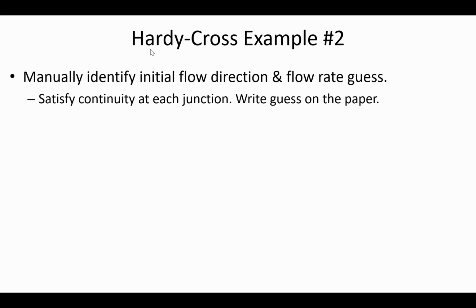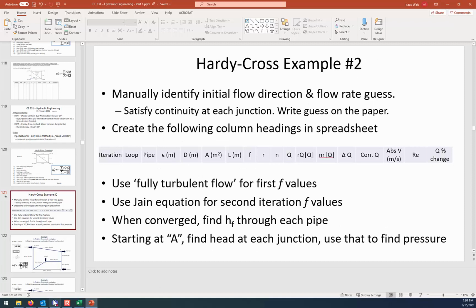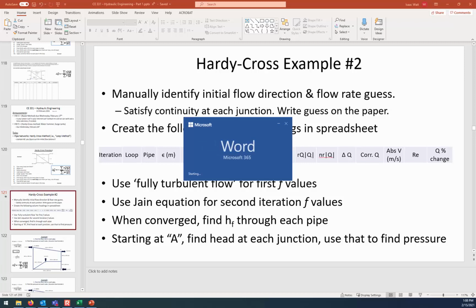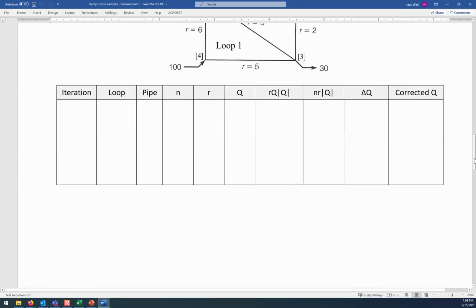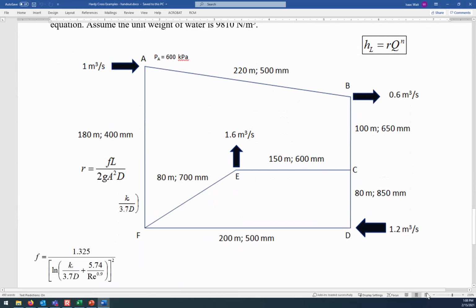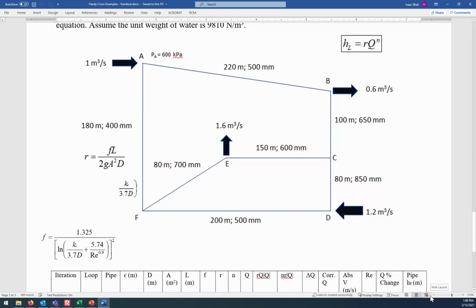In the second example, we're going to start off by you taking a moment to identify the initial flow direction and write the guess flow rates on the paper. What I had sent you before the class on Friday was, let me just pull it up real quick, the handout. All right, so here's the handout. Today we're going to be working on this example. So if you have this printed out, that's great. If not, draw this on a scratch piece of paper.